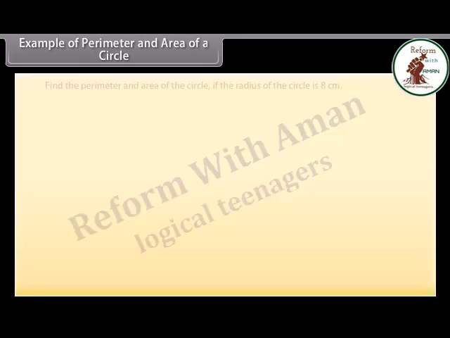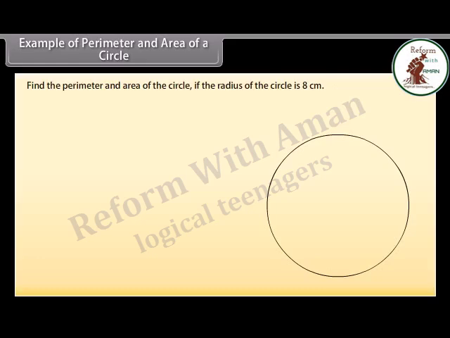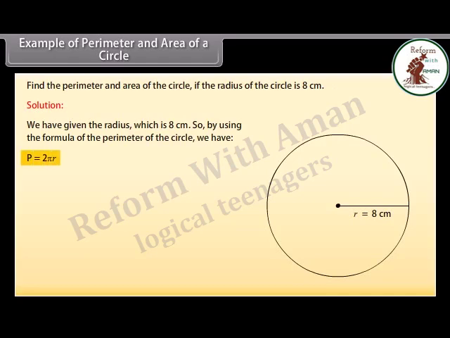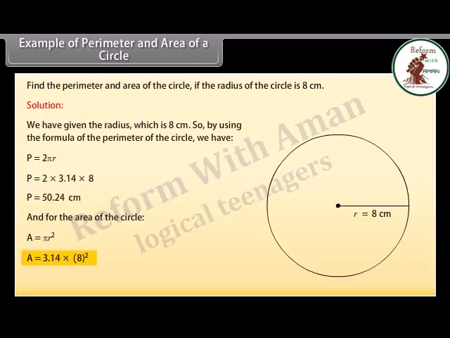Example 2. Find the perimeter and area of the circle if the radius of the circle is 8 centimeters. Solution. We have given the radius, which is 8 centimeters. So, by using the formula of the perimeter of the circle, we have P is equal to 2 pi r. P equals 2 into 3.14 into 8. P equals 50.24 centimeters. And for the area of the circle, A is equal to pi r square. A equals 3.14 into 8 square. A equals 200.96 centimeters square.